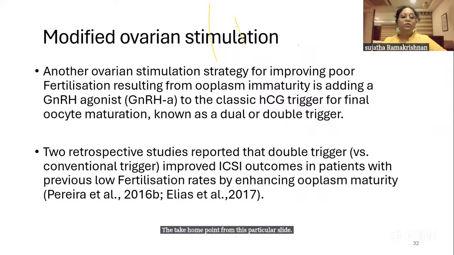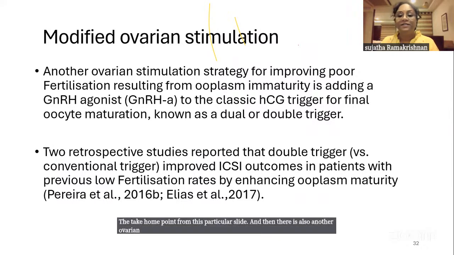And then there is also another ovarian stimulation strategy, which was shown to improve fertilization resulting from immature ooplasm. And that is by adding a gonadotropin agonist to the HCG trigger. That is what we call a dual trigger.